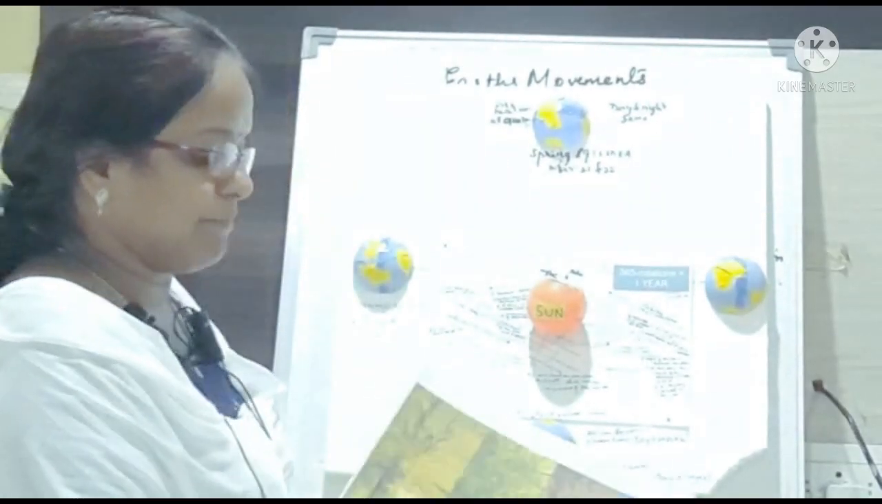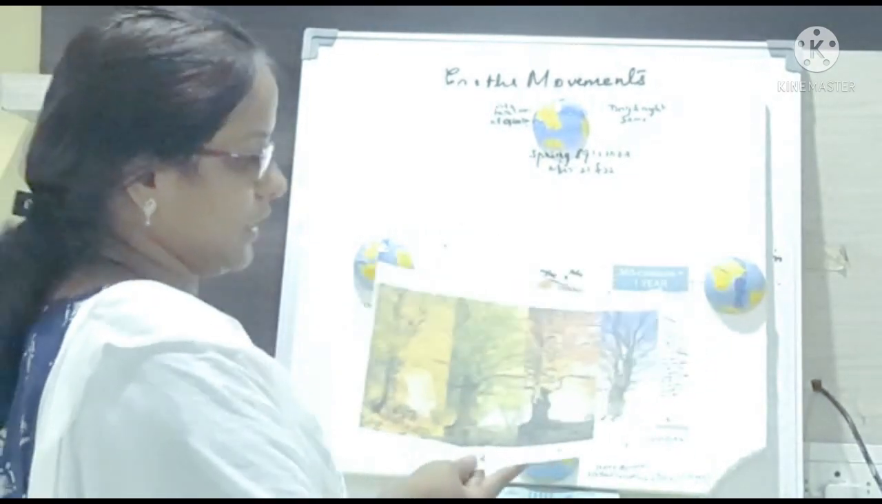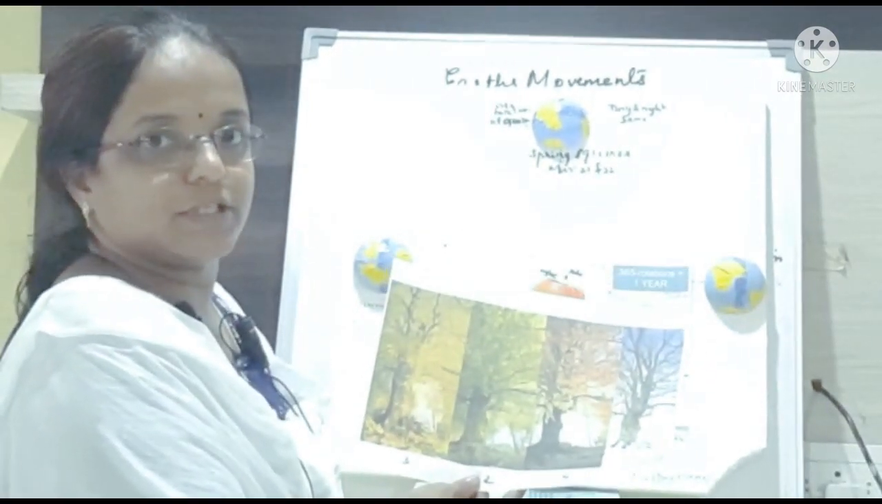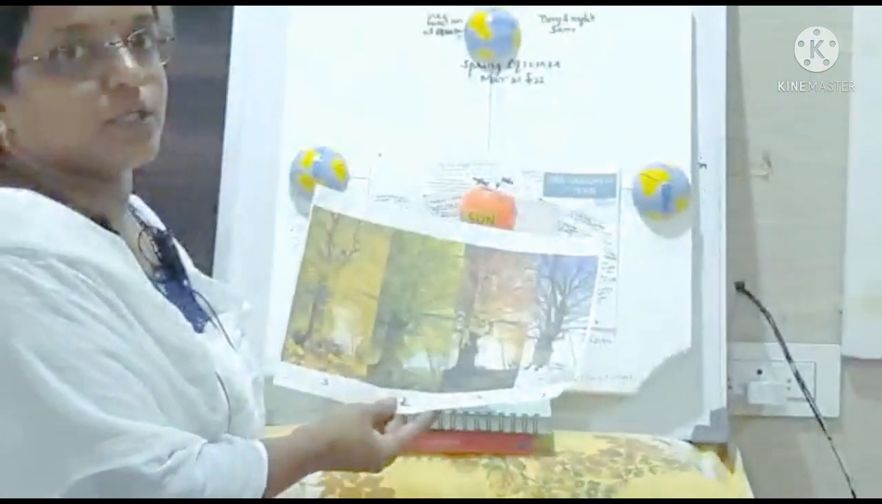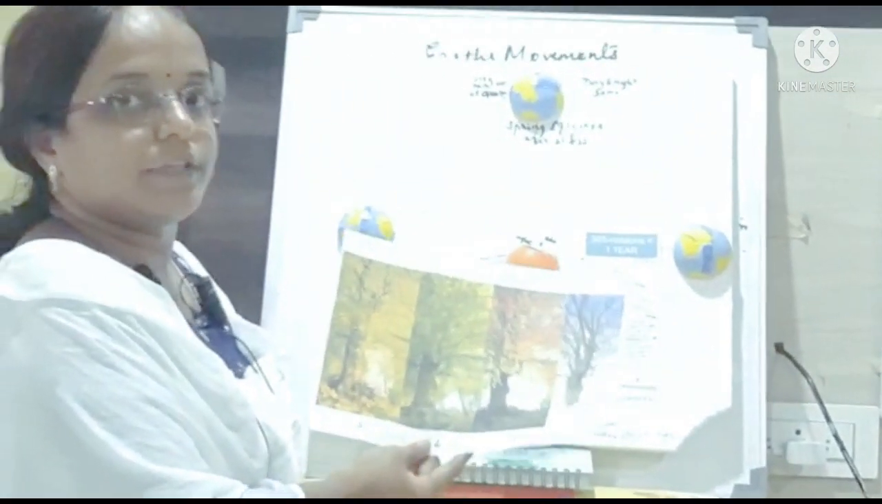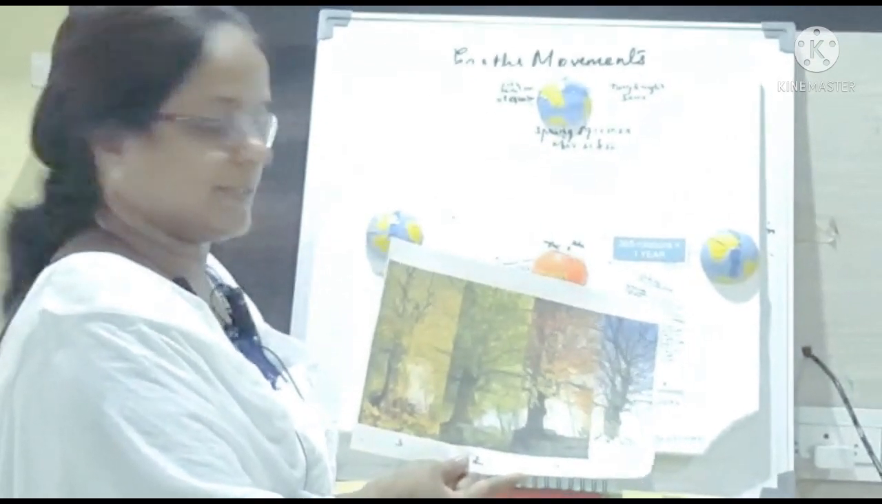Let us recap the lesson now. As we all know, because of the tilt of the earth, we have changes in the seasons throughout the year. While in its revolution around the sun, different areas of the earth are receiving differences in the temperature.